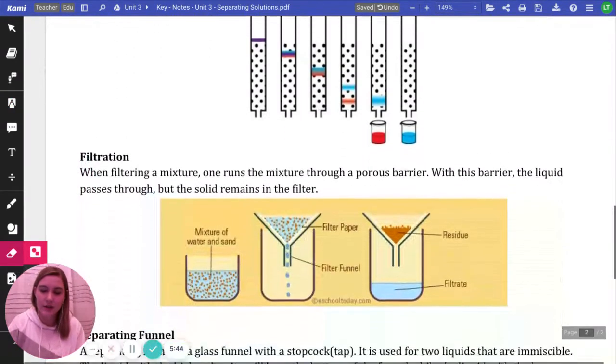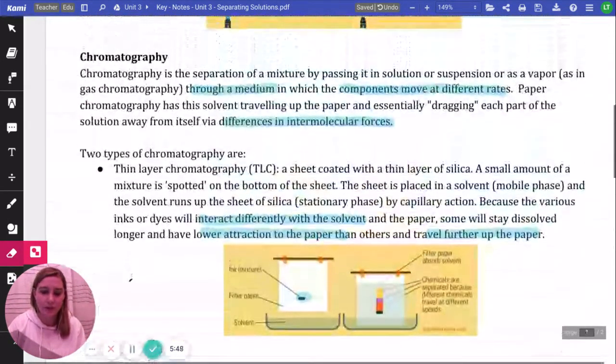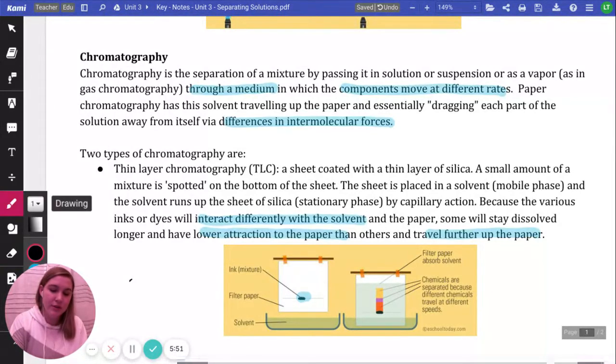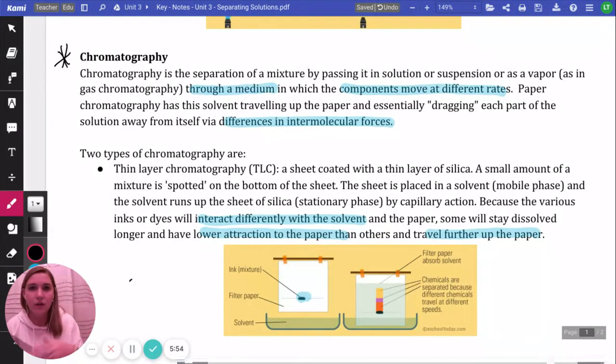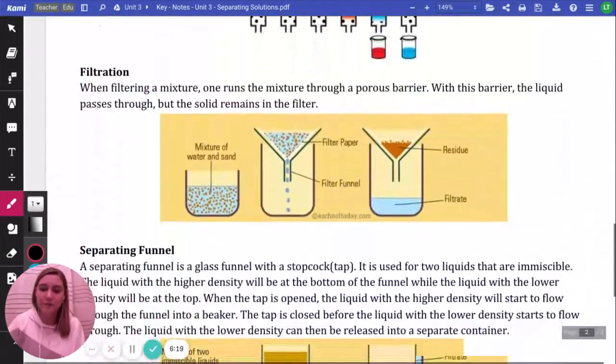All right. Then we have filtration. Oh, and I should say, guys, chromatography is another one of College Board's favorites to ask about. Chromatography and dilution, I think, are really the two big ones that College Board asks about almost every single year. So making sure that you understand what chromatography is, and understanding that they travel different lengths based on their differences in attraction and their differences in intermolecular forces, is going to be important for you guys to know.